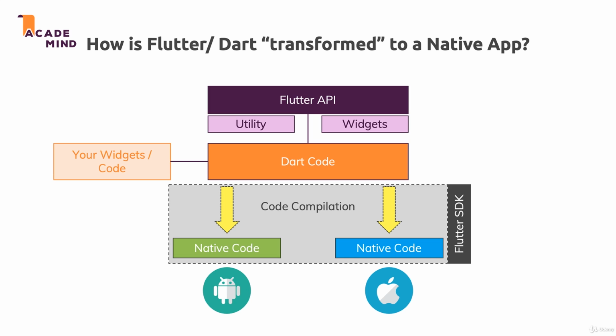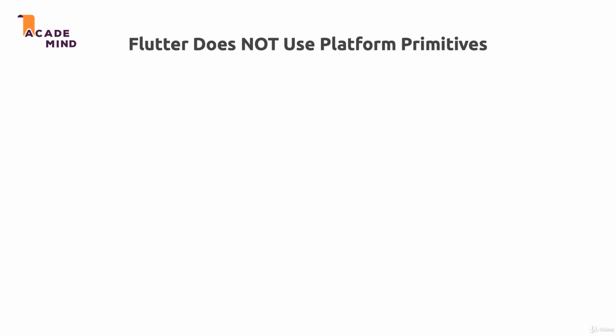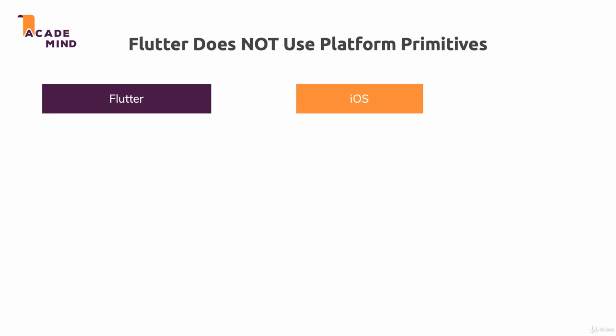Because performance is actually a huge advantage of Flutter apps. Flutter out of the box gives you high performance applications. Now, in case you worked before with, let's say, React Native, which is kind of an alternative to Flutter, and I'll come back to this in a second, it's important to understand that Flutter does not use platform primitives. Now, what do I mean with that?